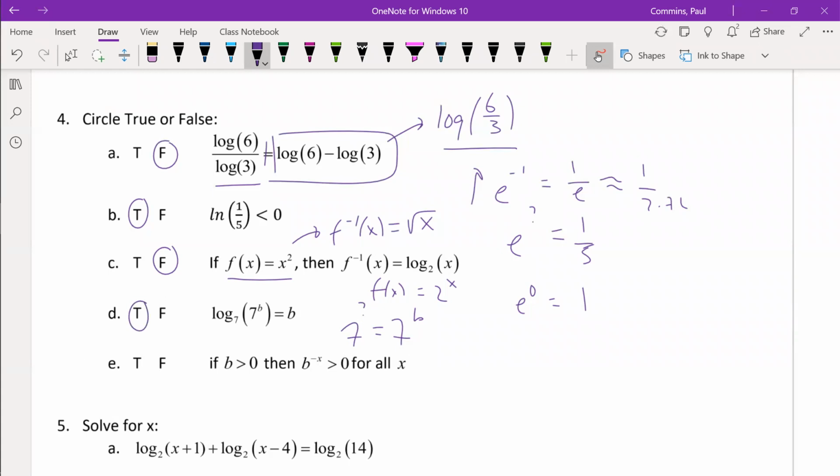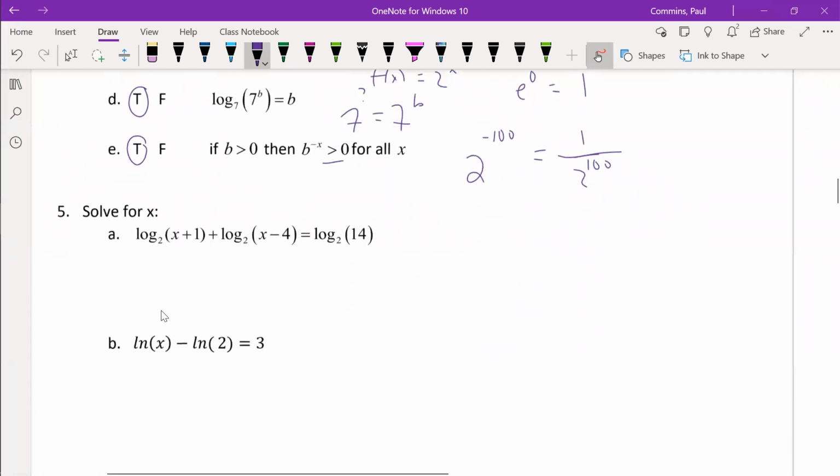And if b, the base, is greater than 0, then any power of it is greater than 0. Just like take 2 to the minus 100. That's 1 over 2 to the 100, right? That's a positive number. It's a very, very, very small number, but it's still positive. It's still greater than 0. So if the base is positive, then the output of the exponential function will be positive regardless. So this thing is true. That's always true. For a positive base, the output from e to the x is always positive.